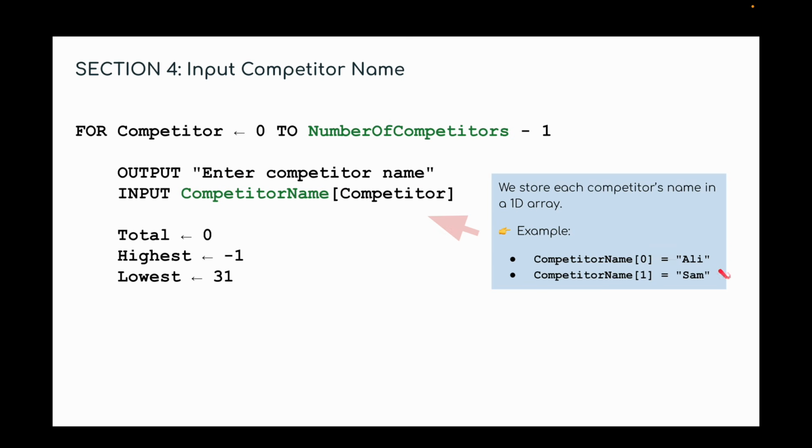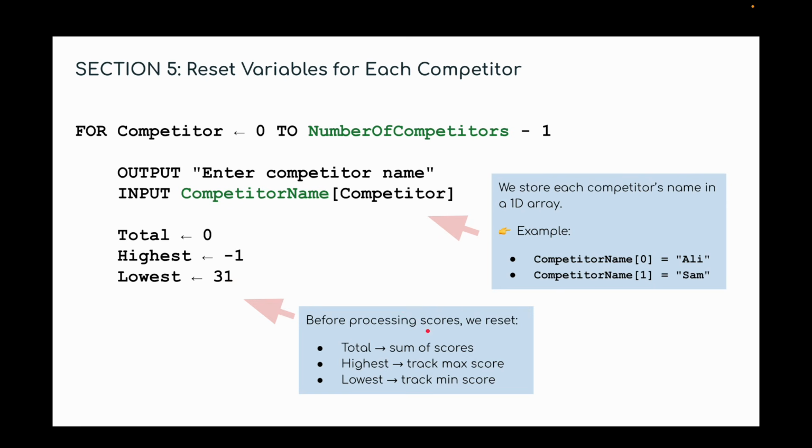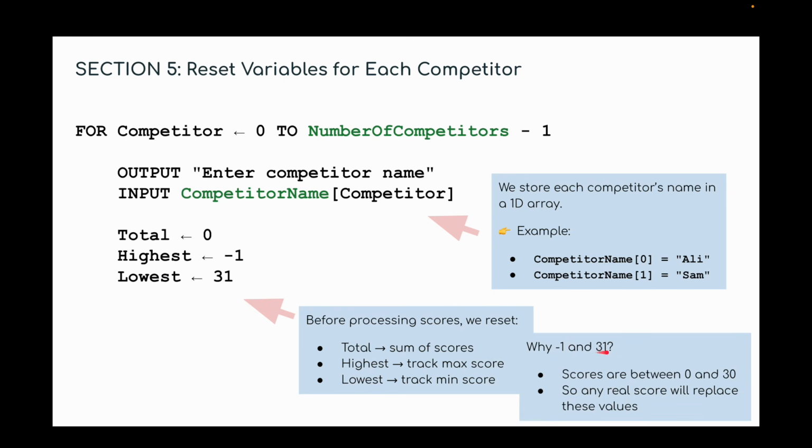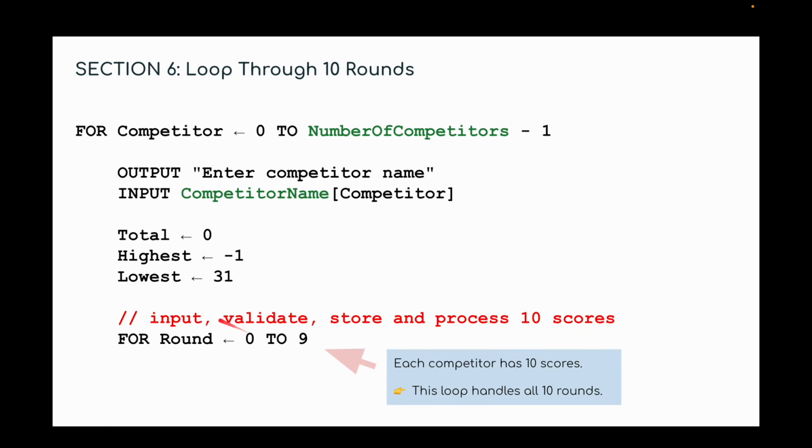This time it's going to be Ali, who's going to be in position 0, and Sam is going to be in position 1. And we've got 30 competitors. So the total is 0, the highest is minus 1, the lowest is 31. Before processing the scores, we reset the total sum to 0, the highest to track the maximum score, and the lowest to track the minimum score. So the highest is minus 1 and the lowest is 31, since scores are between 0 and 30. So any real score will replace these values. So let's start it off.